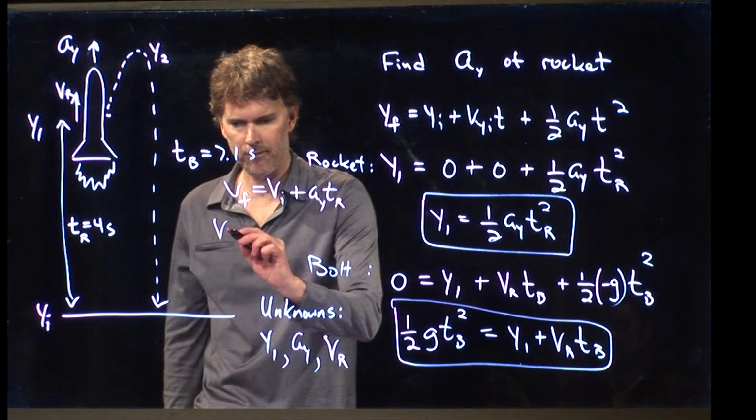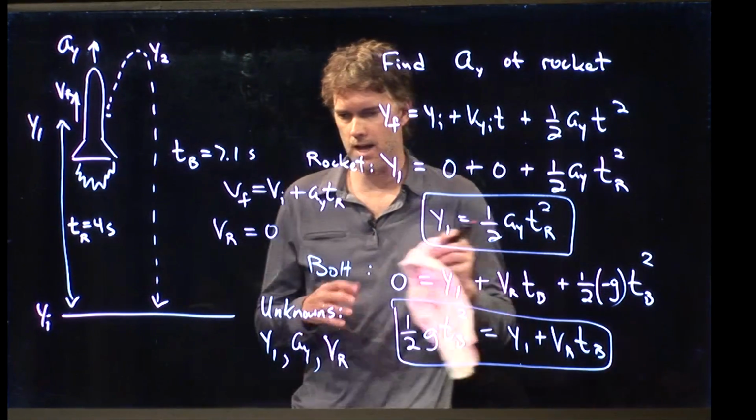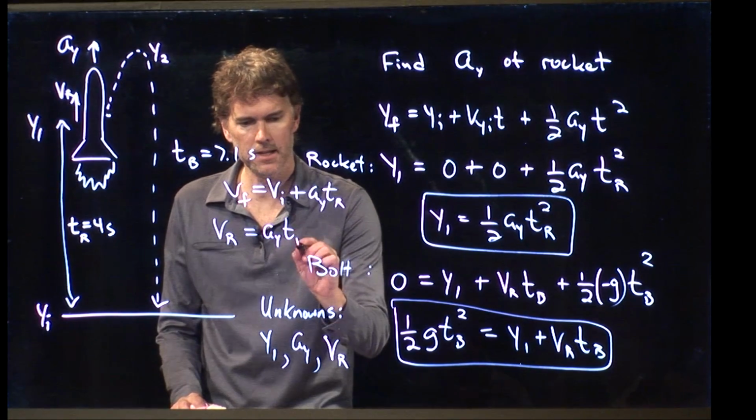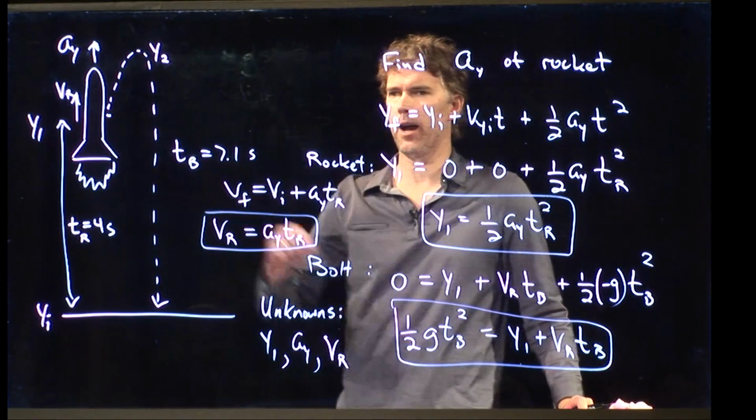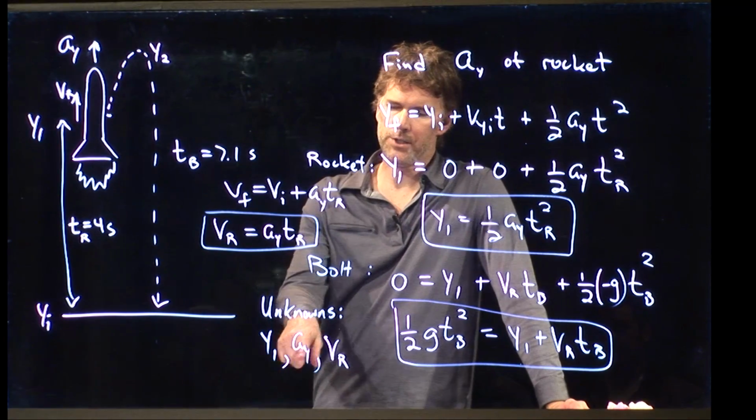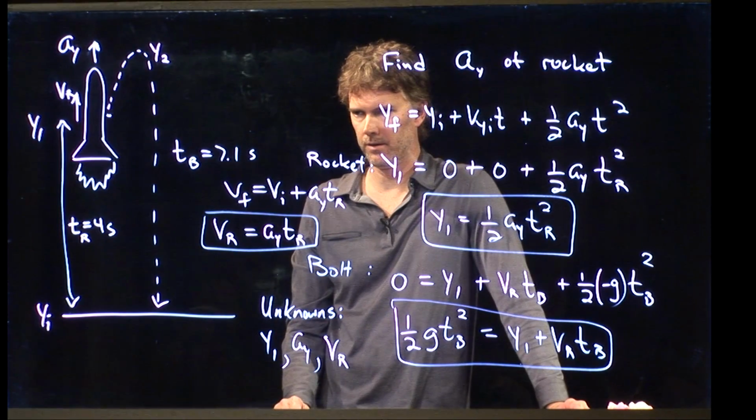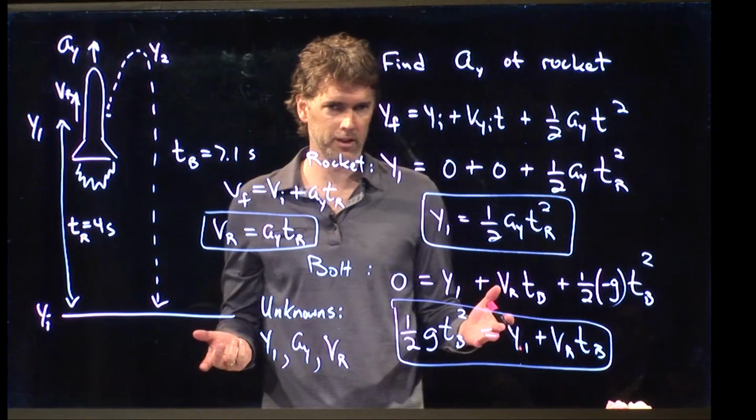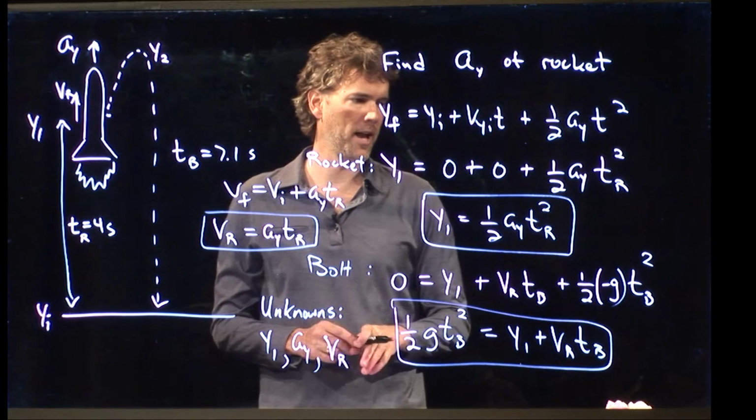And so look what happens. We have Vr equals, 0 is our initial velocity, so we can just cross that one out, and we end up with Ay t sub r. And let's put a box around that. That is the speed of the rocket right there. And so now look what happens. We've got 1, 2, 3 unknowns. We have 1, 2, 3 equations. Okay? And so now it is just a matter of solving these together to get all these quantities that we want, and in particular we want Ay.